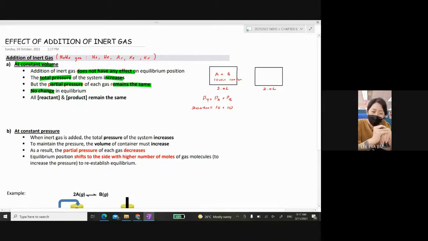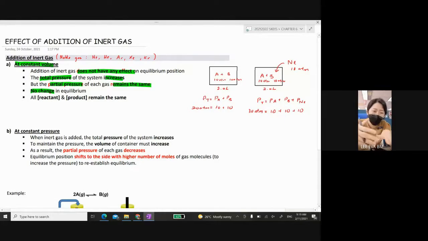Okay, but then if you fix the volume of the container as 2 liter, so that means gas A, gas B. Now I'm putting in one more inert gas, which is neon or helium or argon or whatever inert gas. The pressure of species A and species B are still the same. So let's say the addition of inert gas I also put as 10 atm. So now in the second container, the total pressure equals gas A plus gas B plus your inert gas neon. The volume is constant now, so the total pressure will increase, but the partial pressures of A, B, and neon still remain 10 atm. So this time, the total pressure becomes 30 atm.